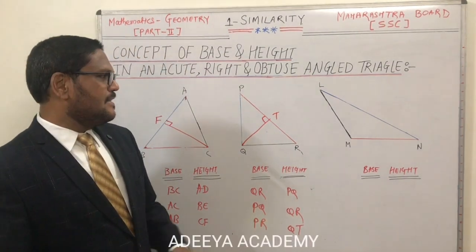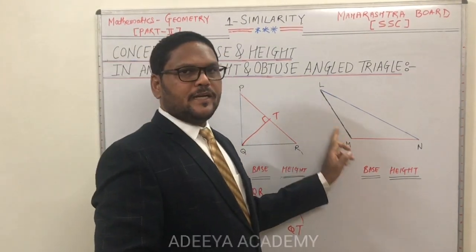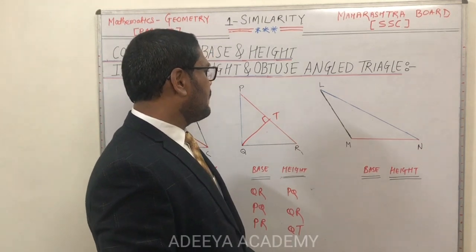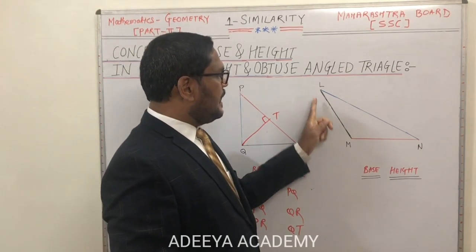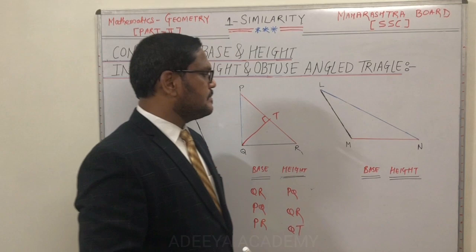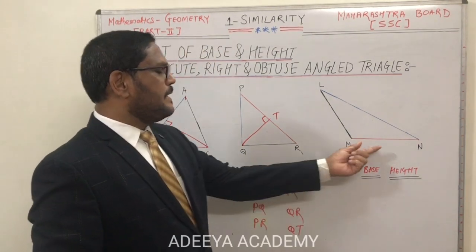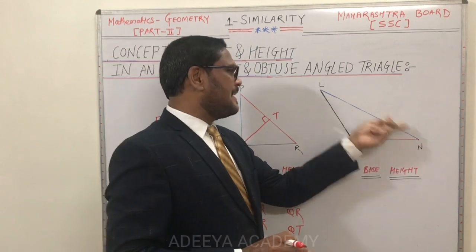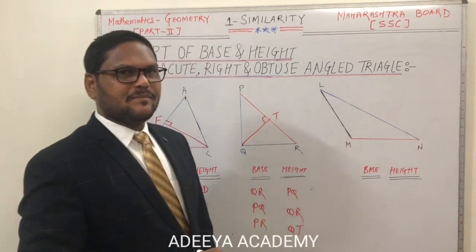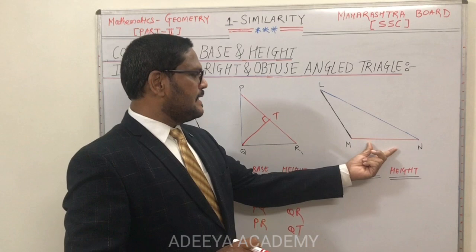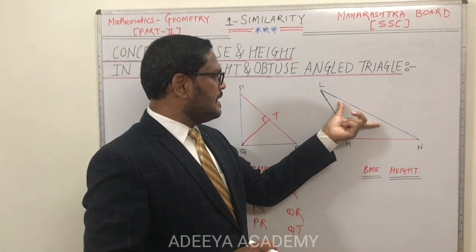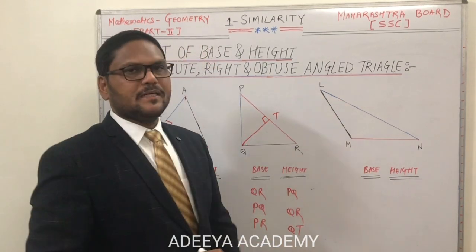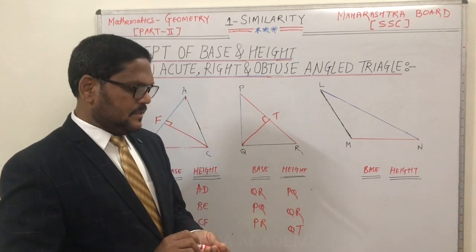Okay. Now take an obtuse angle triangle. In triangle LMN, what is the base? MN is the base? No. Any side can be the base. MN can be the base, LM can be the base, and LN can be the base.